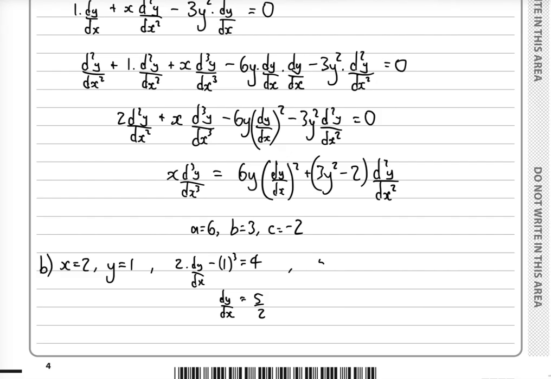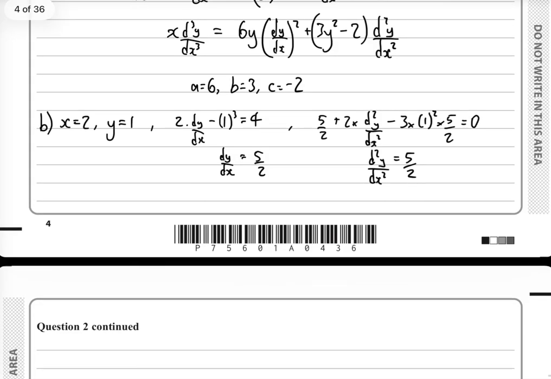Dy by dx we just said is 5 over 2 plus 2 lots of the second derivative, which is what we're trying to find, minus 3 times y squared times the first derivative again. And if we rearrange all of that, we find that the second derivative is also 5 over 2.